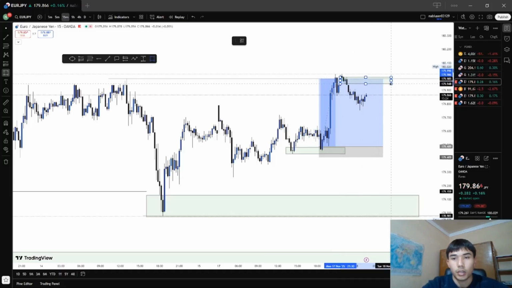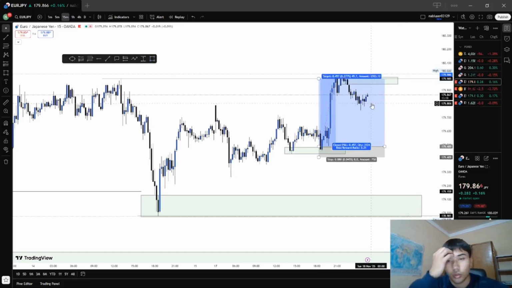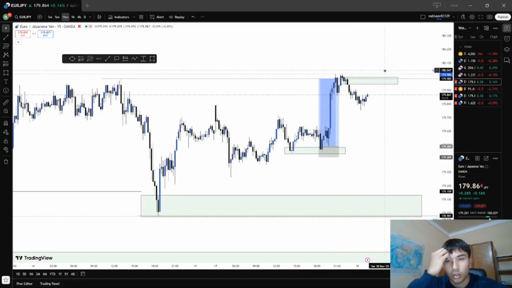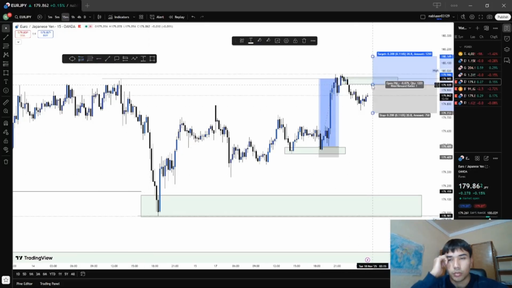So buyers get out of the market. There is mostly sellers. So to continue this movement, we have to go back to here and respect, and we'll see if the price is going to go straight down to our TP or not, because there is a very high likelihood for the price to go down.